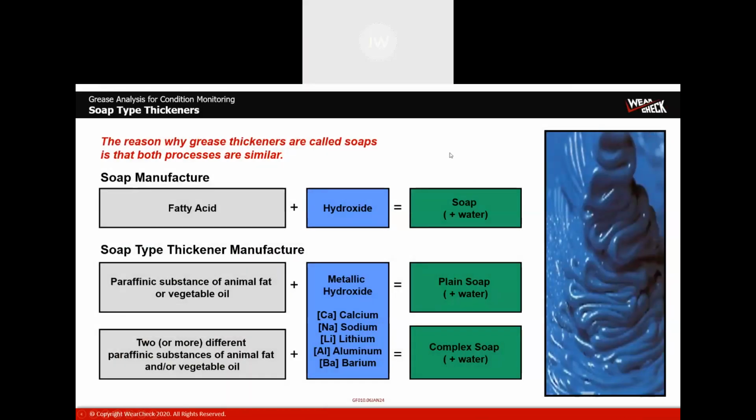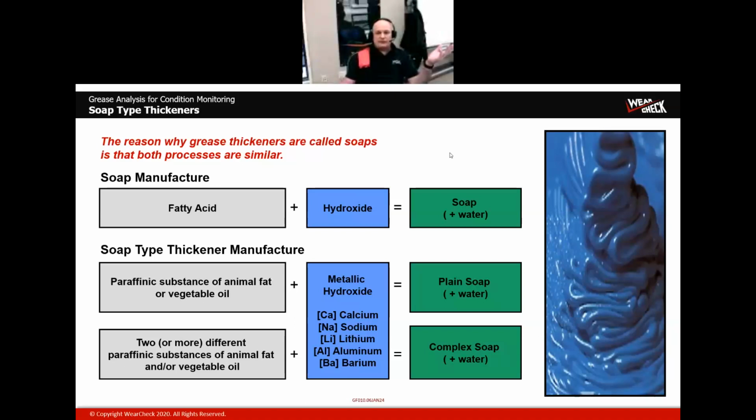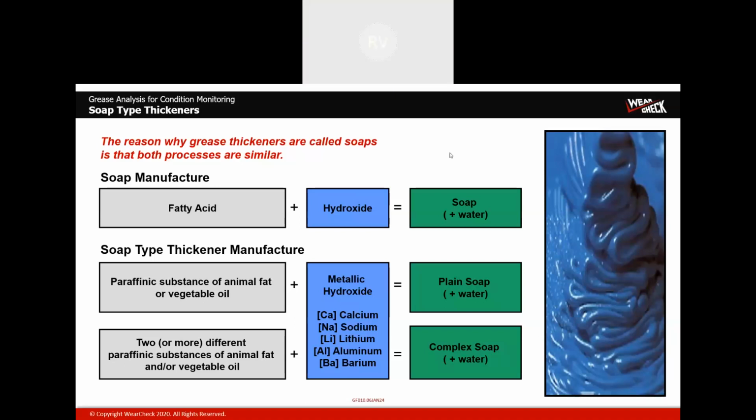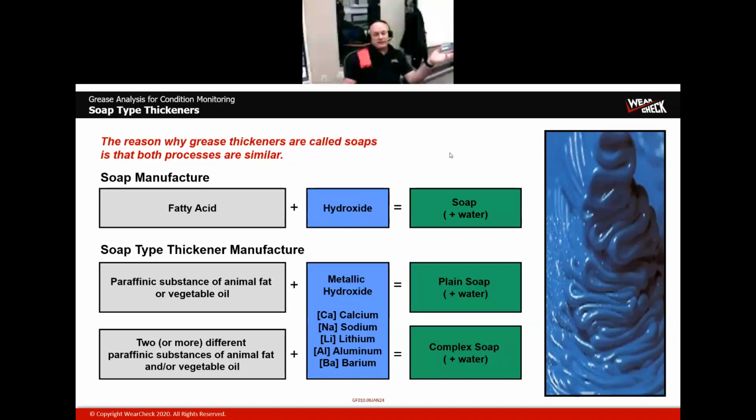So the primary difference between an oil and a grease, of course, is the thickener. And here I'm focusing on soaps. So we can have non-soap type thickeners for greases, things like bentonite clay or mica. But 90% of the greases out there today use a soap. They call it a soap because it's made with a saponification process. It's no different than soap you use for personal hygiene. Soaps are made by combining a fatty acid with a hydroxide and forming soap and water.